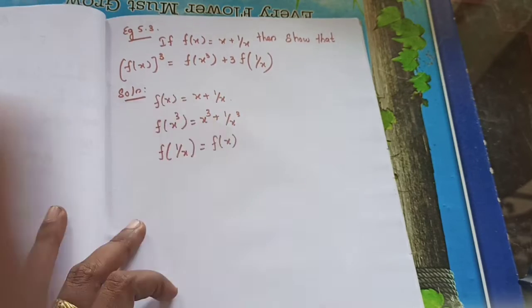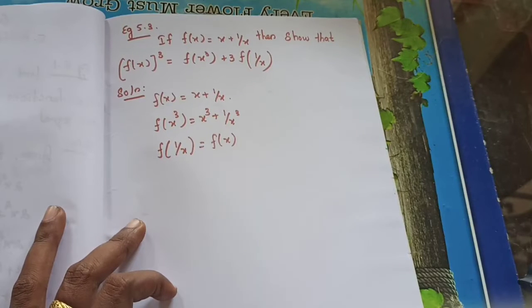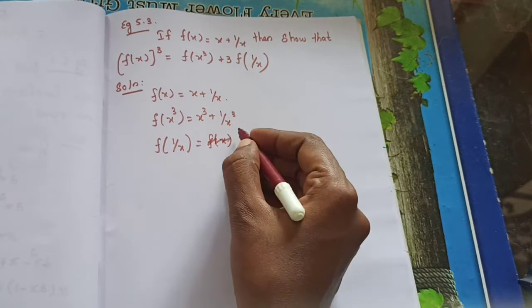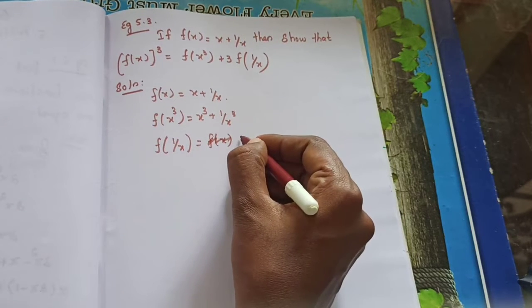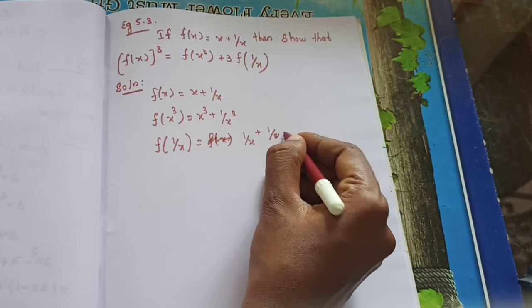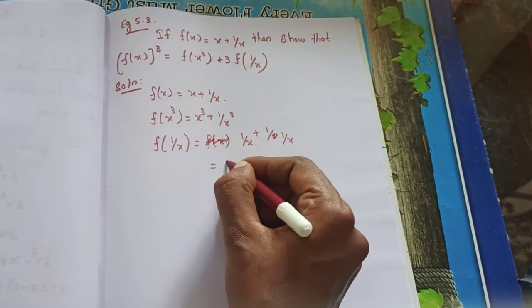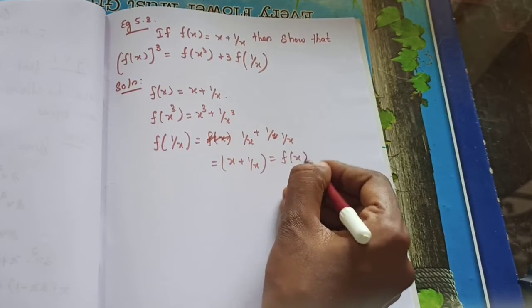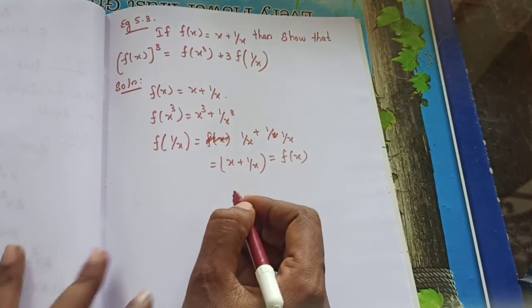f(1/x) is equal to f(x). How did you get it? Otherwise you will do it again. In the place of x you need to substitute 1/x, is it right? So 1/x + 1/(1/x). So how much will you get? Again x + 1/x only. So it's the same as f(x). Otherwise directly you can write it. Okay, so f(x).